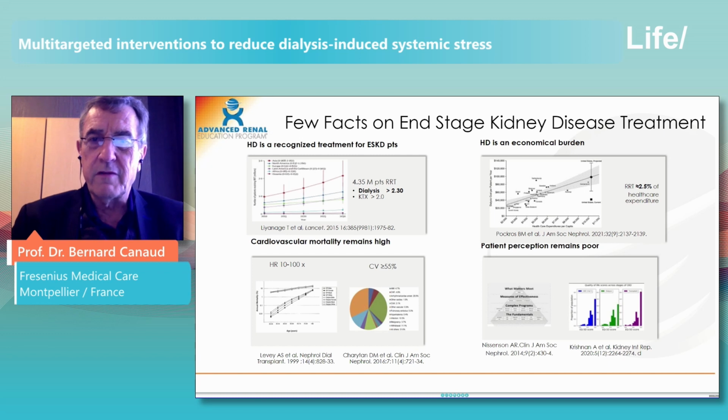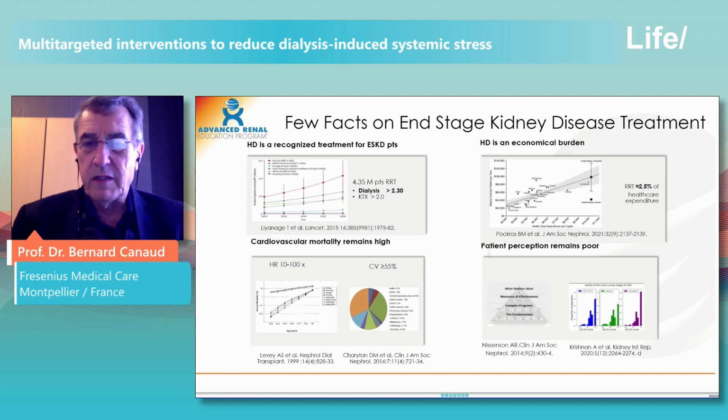But the third point is, of course, that dialysis is quite an economic burden. It represents, depending on the country or the continent, between 2 to 3% of the healthcare expenditure. So we need to improve the treatment to reduce such a cost.